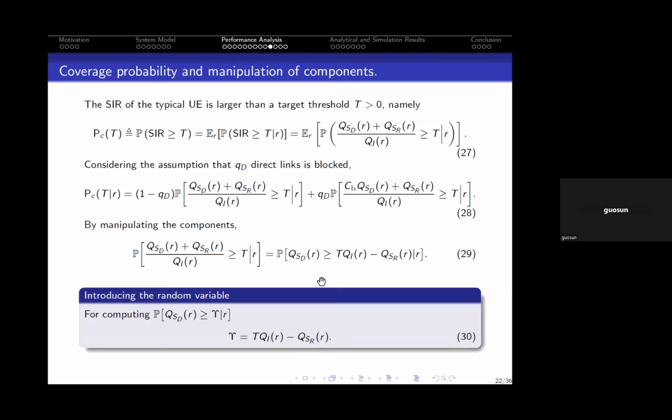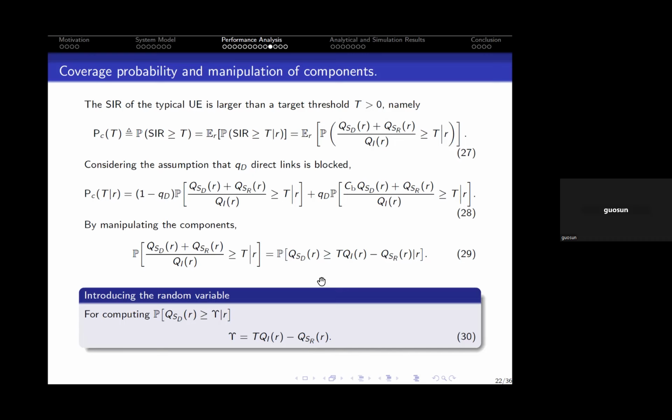Recall that we also assume the complementary blocking event. It is either blocked or non-blocked. This is a constant, so we can only analyze the former part. Equation 29 is a very important manipulation. We first move the denominator to the right-hand side, and then the QSR to the right-hand side as well. Note here there is a minus. This is going to be the main challenge.